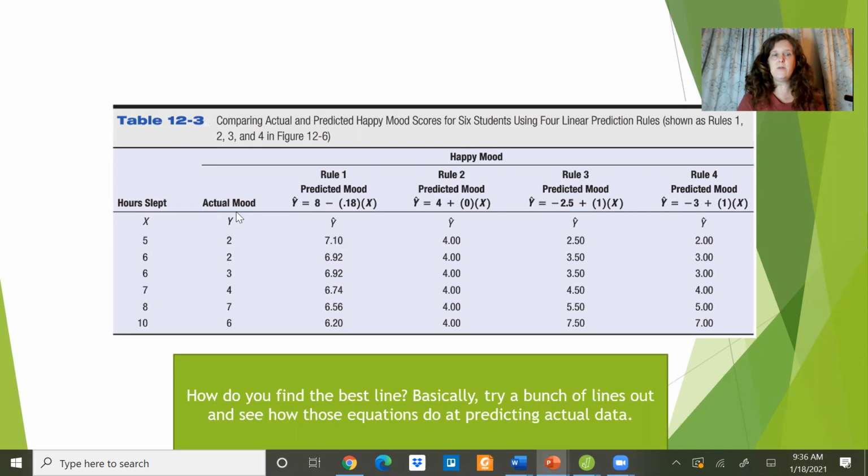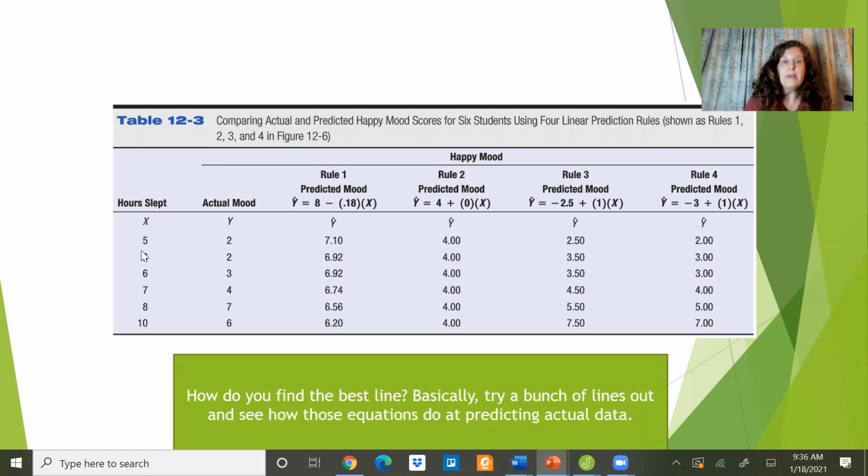So what do we have? We have actual Y. Then look, all these little Y's with little hats on. Y hat, Y caret, whatever you want to call it, is the way we say a predicted Y. So Y is actual Y. Y hat is the Y that would be predicted via the equation.